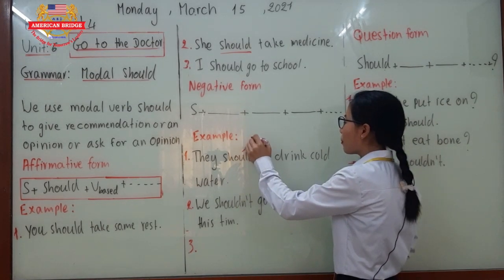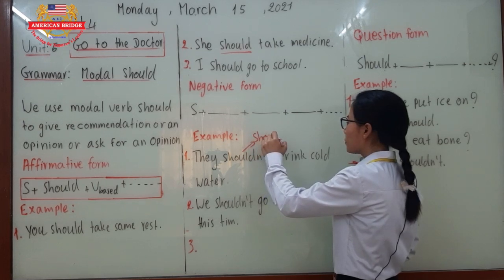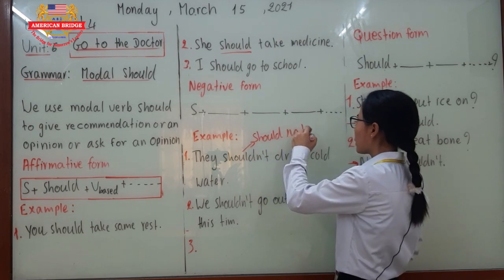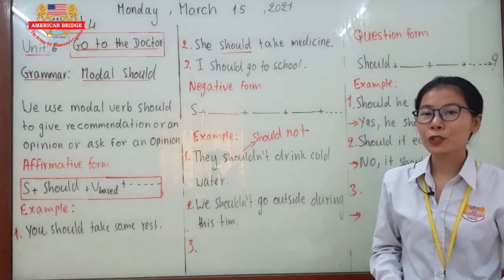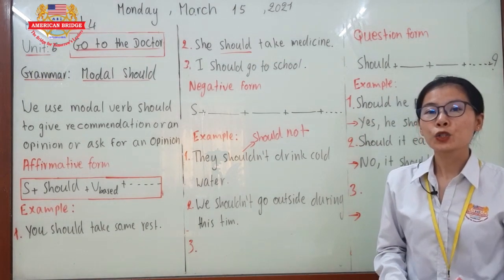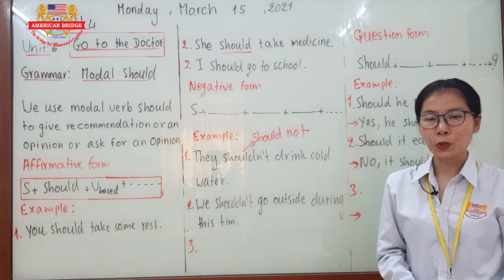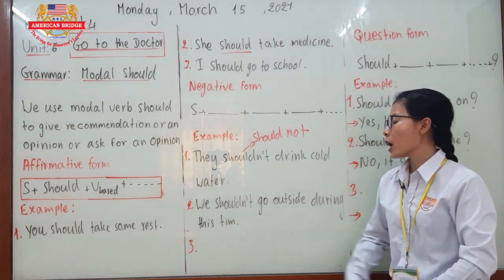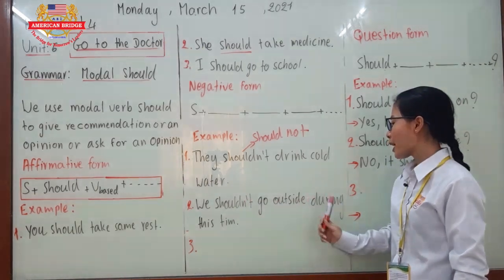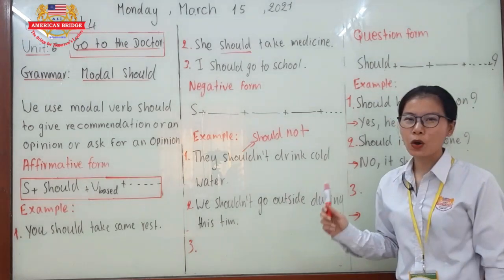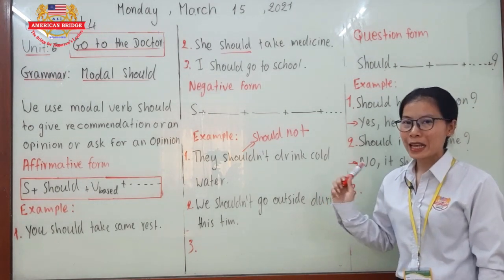So the long form of shouldn't is should not. This is about the long form, and the short form is shouldn't. We pronounce shouldn't. Alright, we shouldn't go outside during this time. We shouldn't go outside during this time.